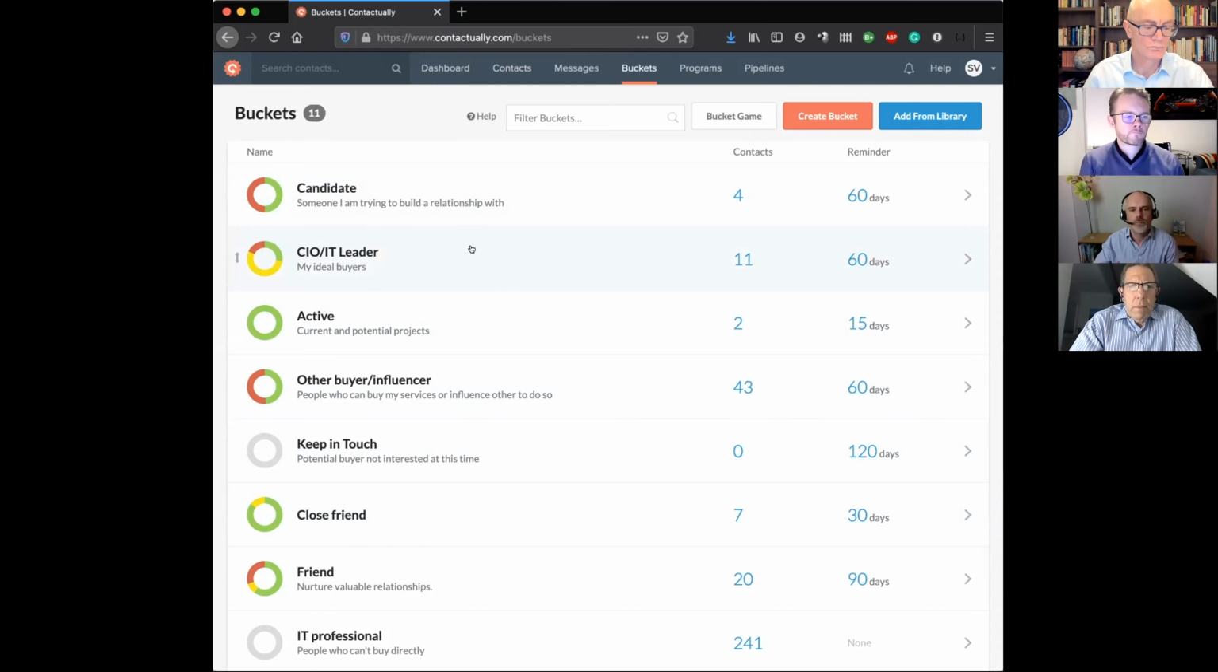So I just go in per contact to say, this guy's in this bucket, this guy's in that bucket, and then it generates reminders for me. So that's something that works for me. That's a feature that I like with this software.